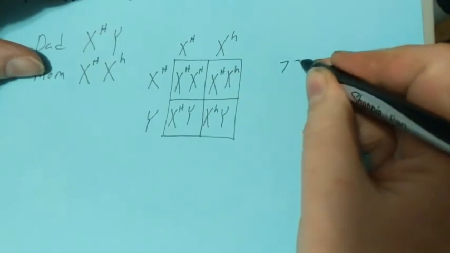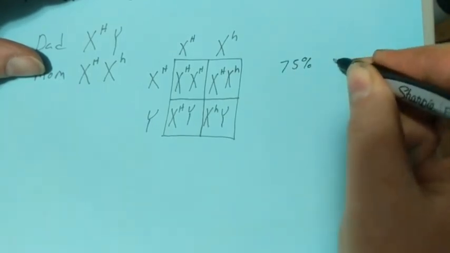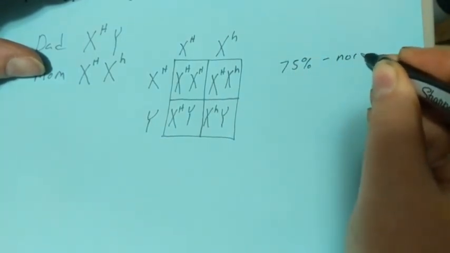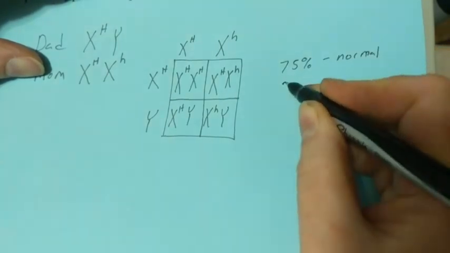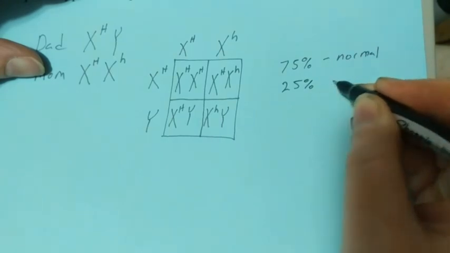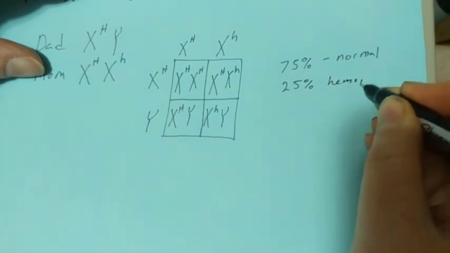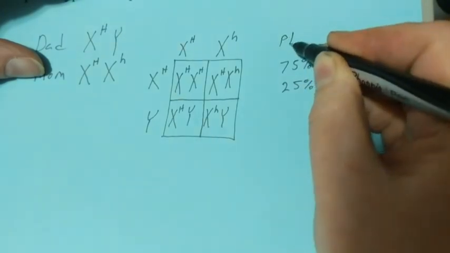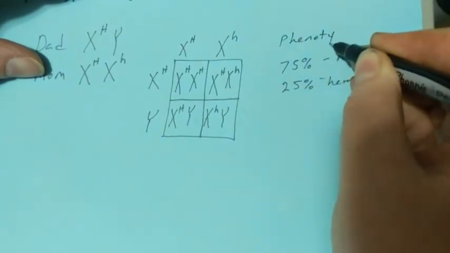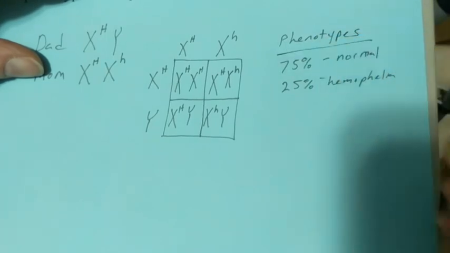Okay, 75% chance normal for hemophilia, 25% chance hemophilia. And these are our phenotypes. Our genotypes.